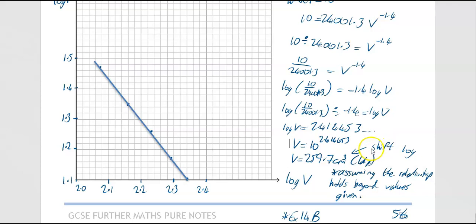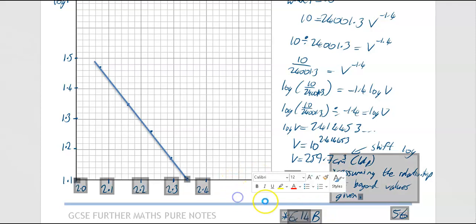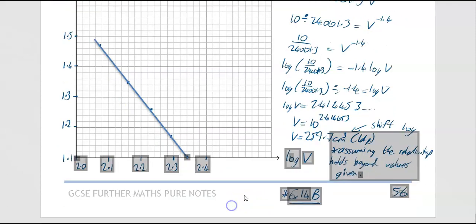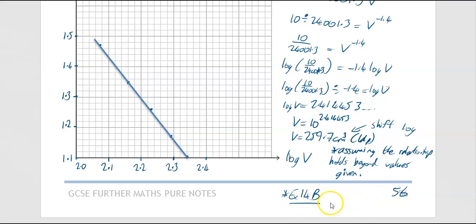Okay, that is the last exercise for your logs, and the last bit of notes for your logs. And the exercise you're going to do is shown there. It is exercise 14b, and again that's from your CCEA GCSE Further Mathematics book.